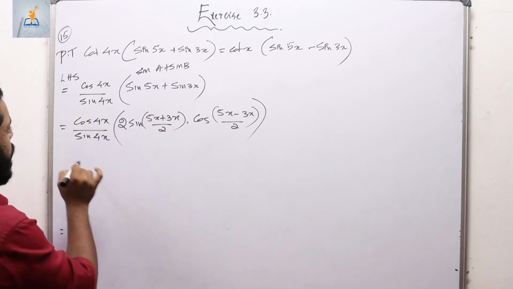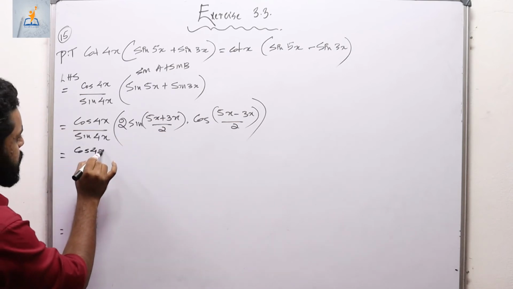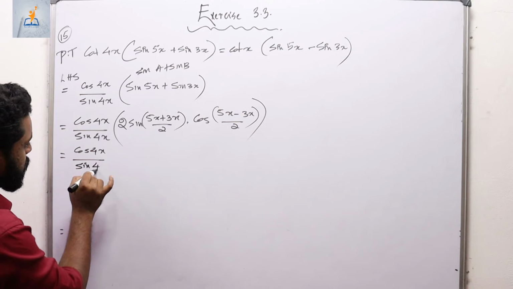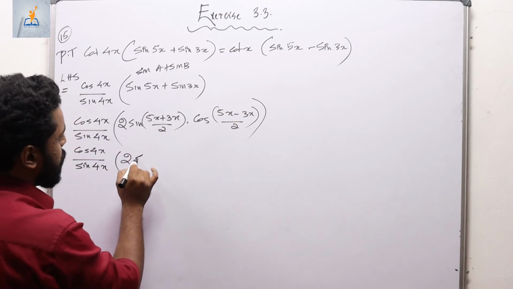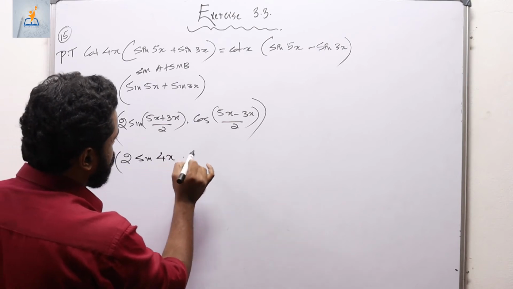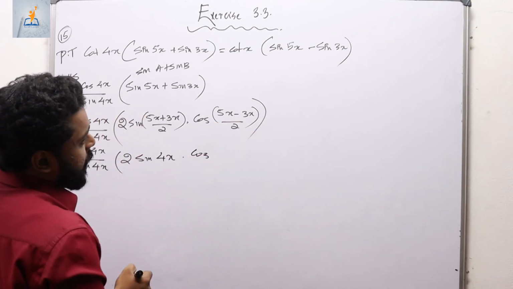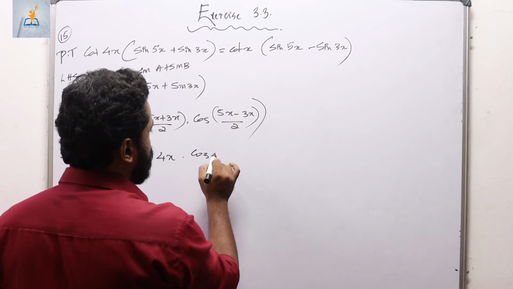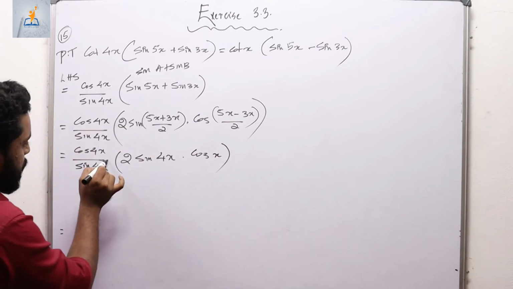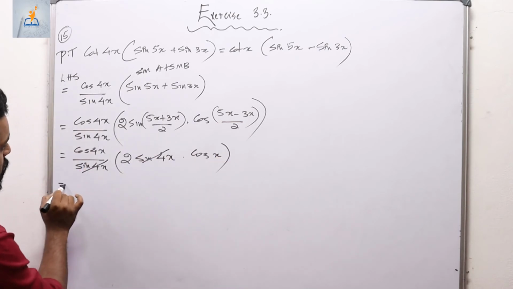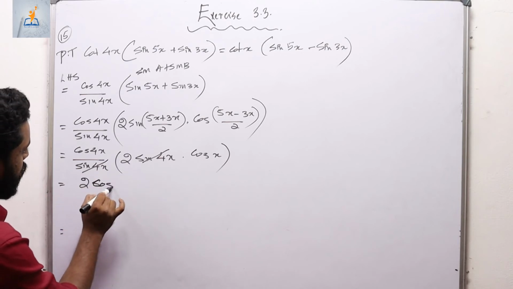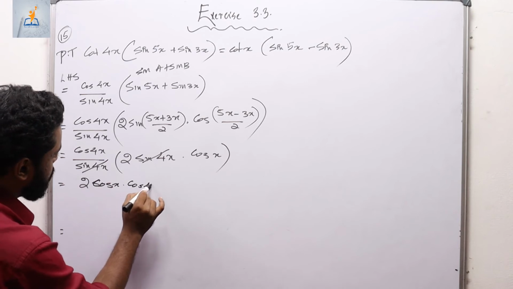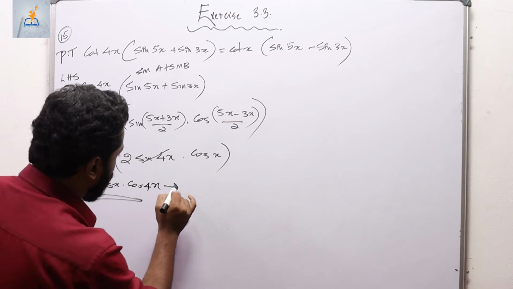So we shall just simplify it. It will become cos 4x divided by sin 4x into 2 sin 8x by 2, which is nothing but sin 4x, into cos of 5x minus 3x, which is 2x, 2x by 2 is 1, so cos x. Again you can see that we can cancel sin 4x from both the sides, so it will become 2 cos x into cos 4x. So let it be equation number 1.